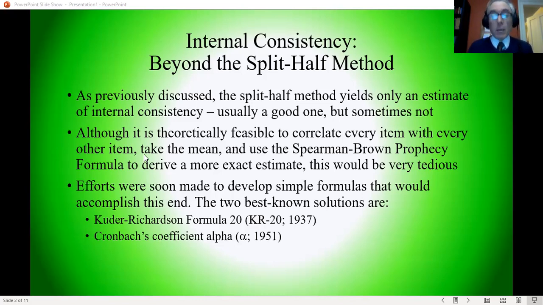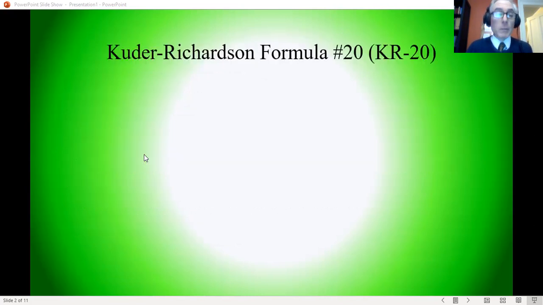So, what the clever psychometricians of the early to mid 20th century set out to do was to develop a more general formula that could be used to accomplish the same goal without going through all of that process and enabling us to move past the relatively crude split half method. And the two best known solutions to this problem were the Kuder-Richardson Formula 20, KR20, introduced in 1937, and Cronbach's coefficient alpha, or just alpha for short, introduced in 1951.